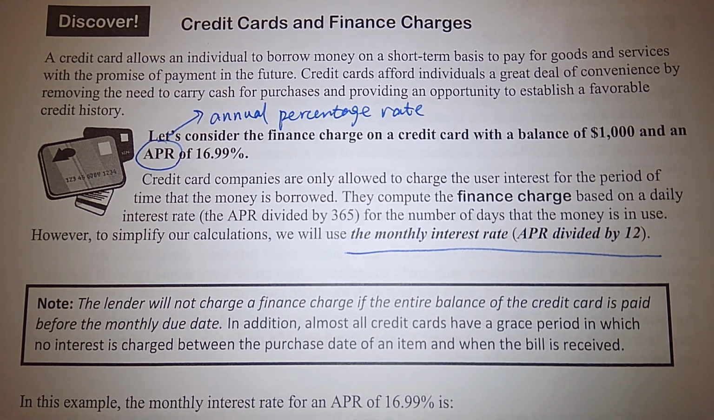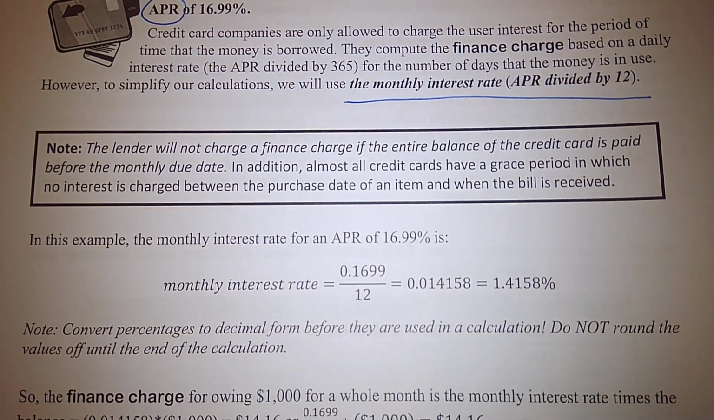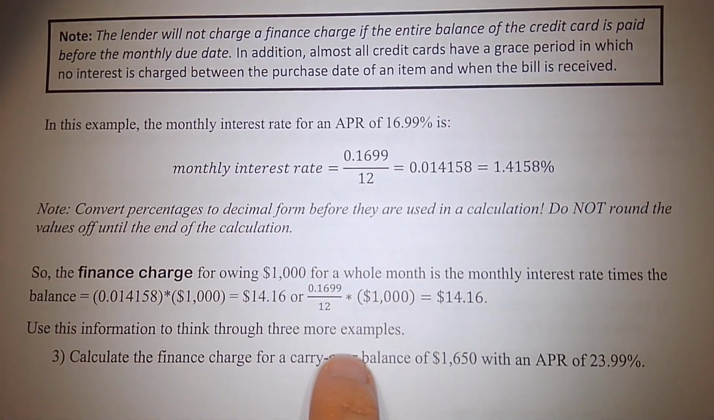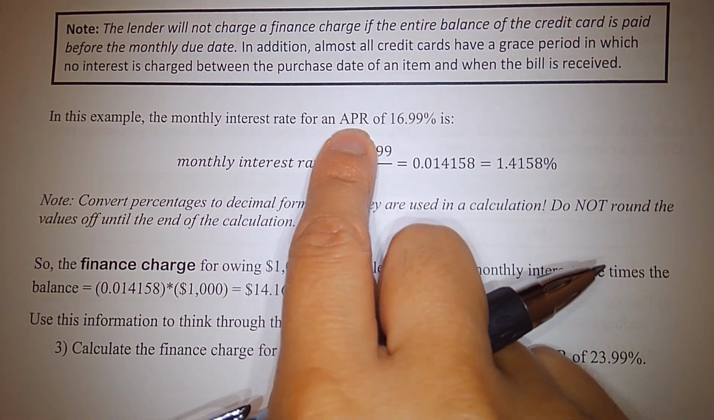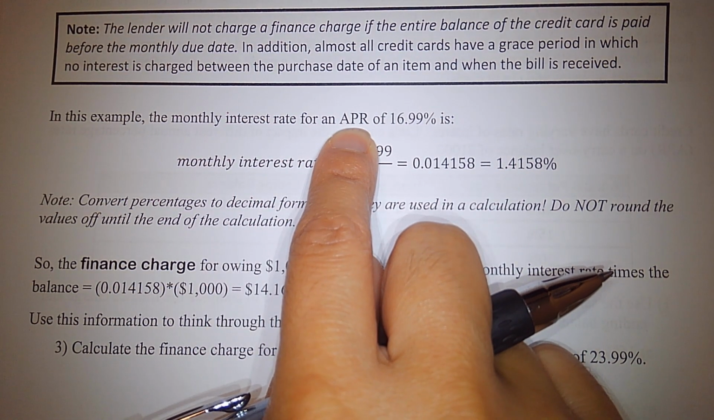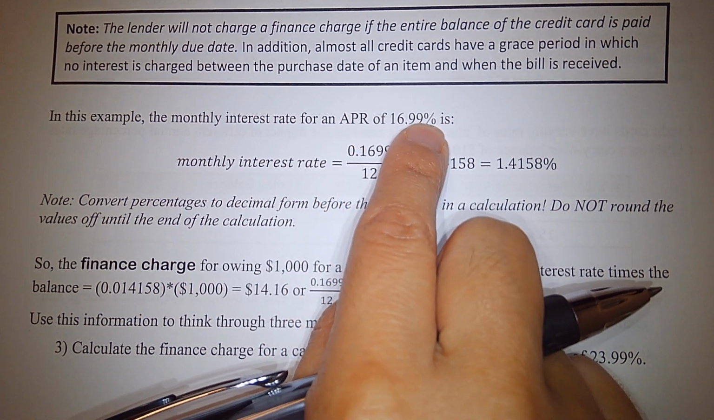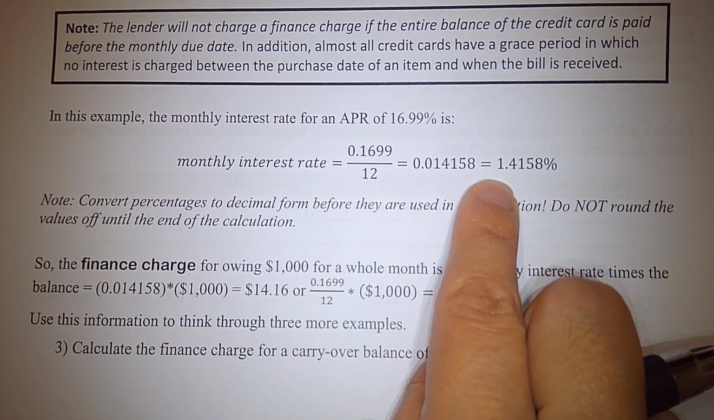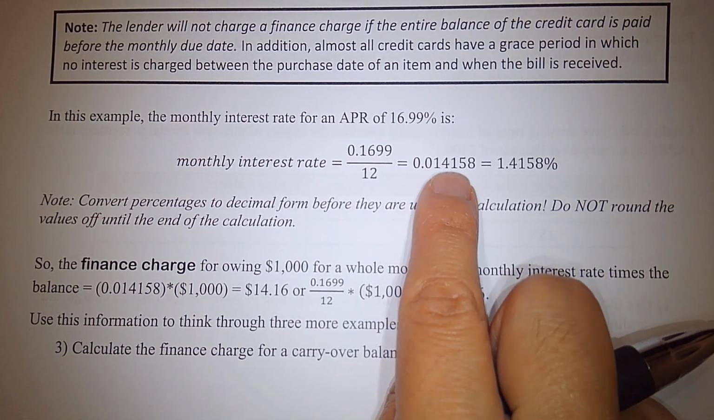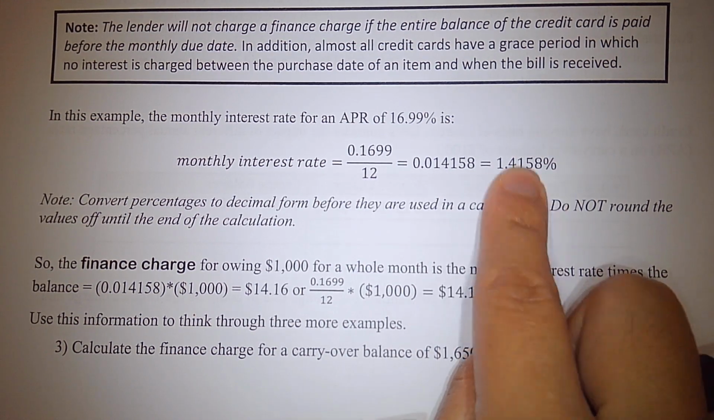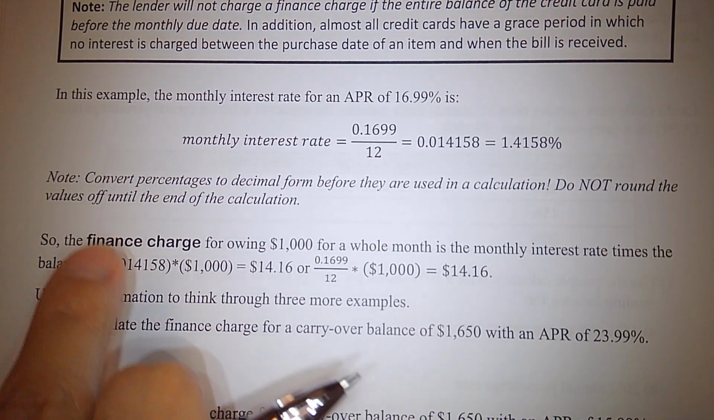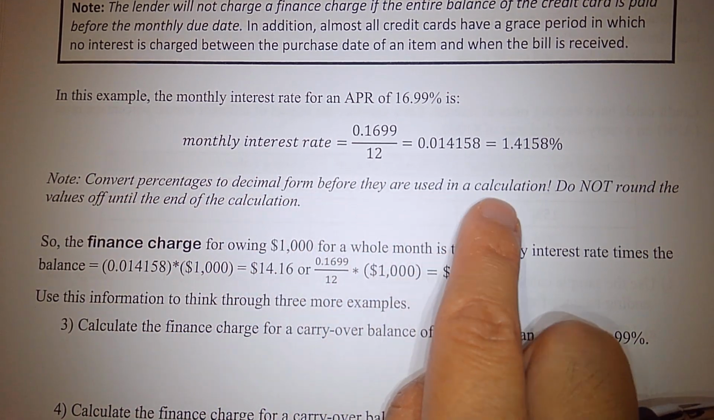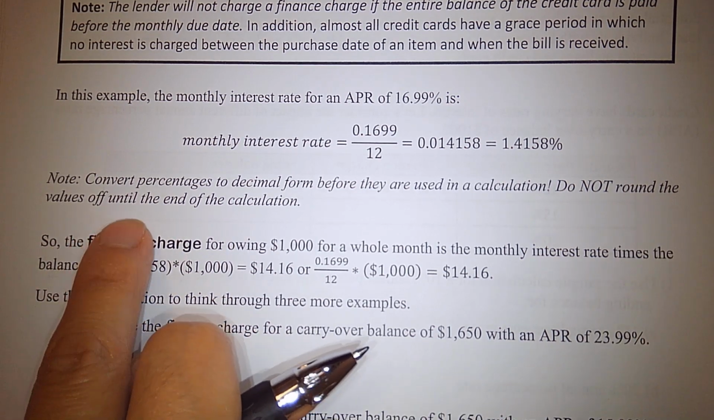All right, so let's move on to look at how to compute the finance charge. In this example, it says the annual rate is 0.1699, so the monthly rate should be the annual rate divided by 12. So this question tells us 0.14158, okay, in percent, this is a monthly rate. Well here, note: convert percentages to decimal form before they are used in the calculation. Do not round the values off until the end of the calculation.